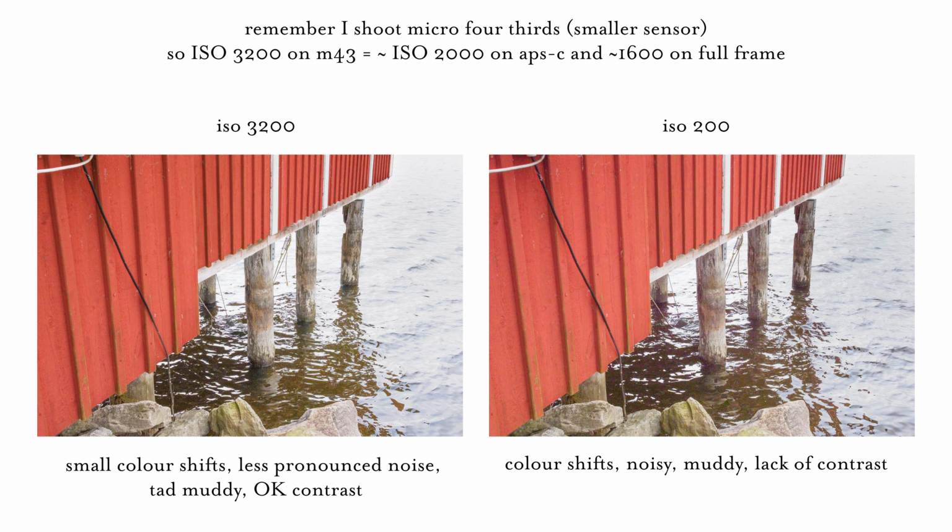Let's look at them side by side. On the left, ISO 3200, properly exposed. On the right, ISO 200, underexposed and brightened. You can clearly see the difference. The properly exposed image holds up, while the underexposed one loses color, detail and overall clarity.